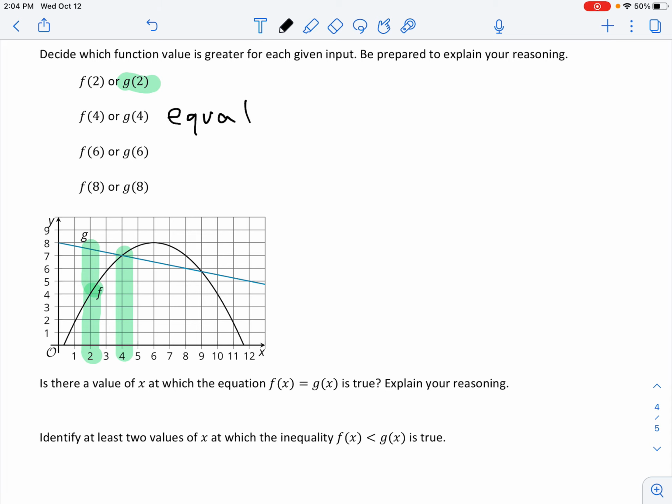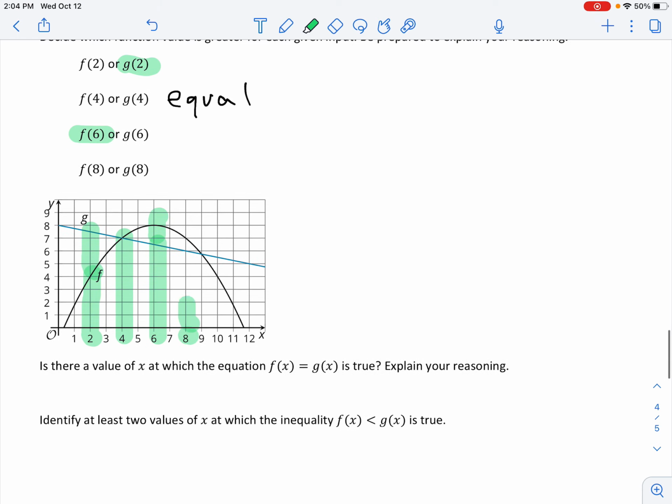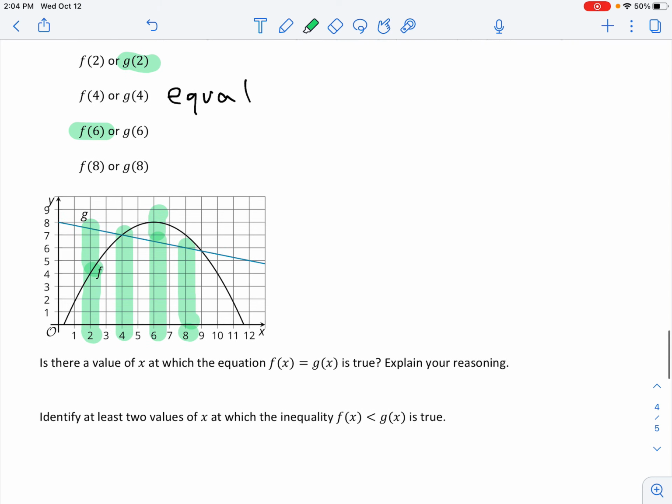And then the next one at 6, we're going to go to 6 and go up to the graph. We hit g first, and then we hit f. So in this case, since f is higher, f is going to be the greater value for the given input. And then if we do the same thing at 8 and we go up to the graph, we can see we get to the blue line first, which is g, and then we get to f. So again, f is greater than g in this case.